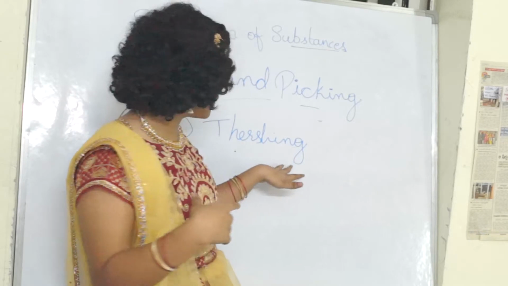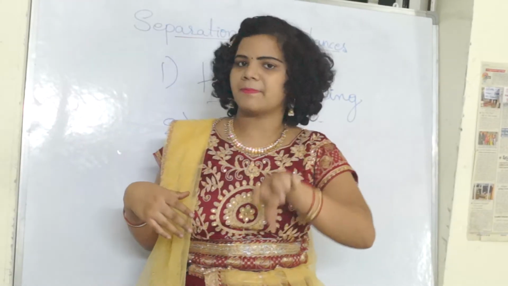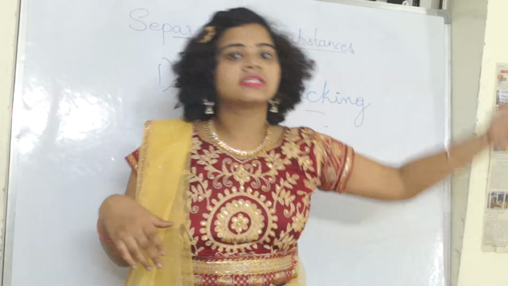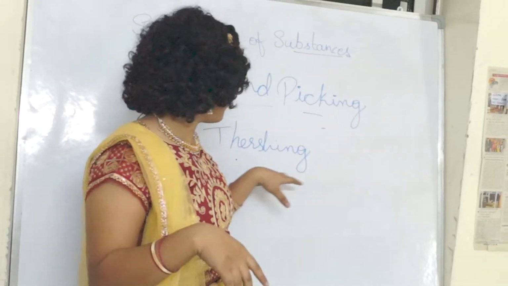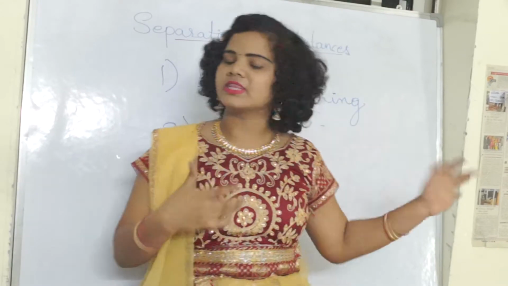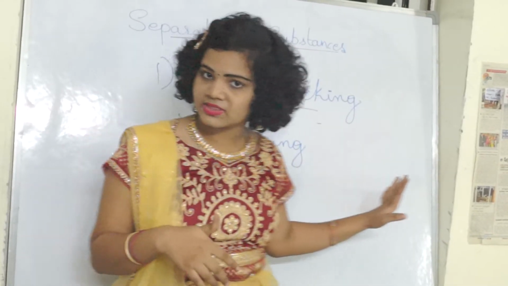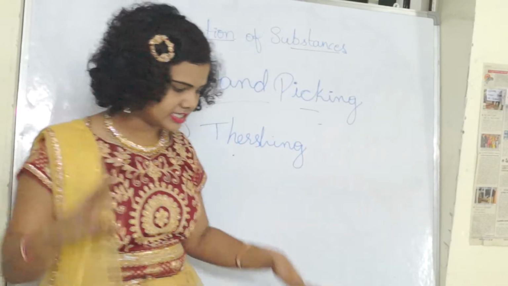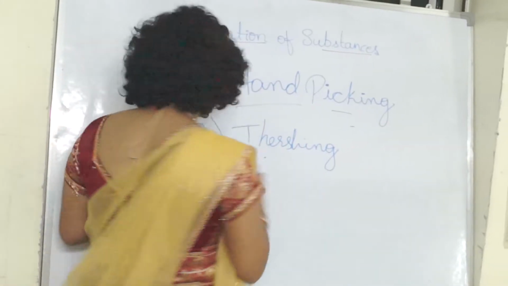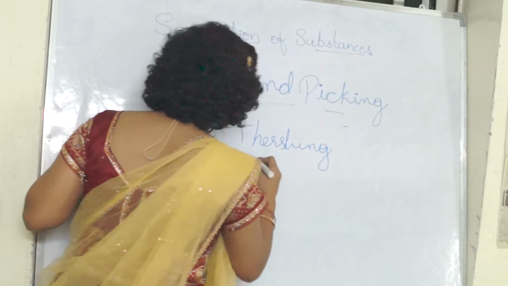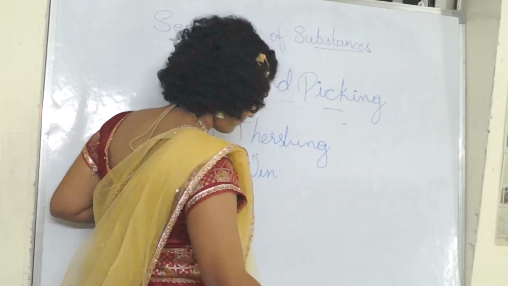The process of separating the grains from the stalks is called the threshing method. But nowadays threshing is done by machines. And next you have the winnowing process.